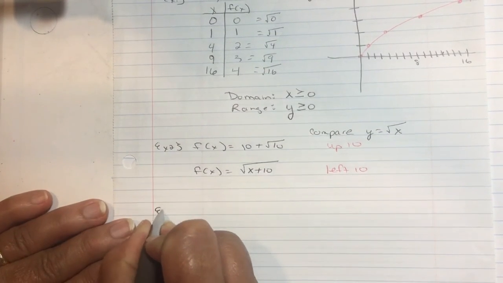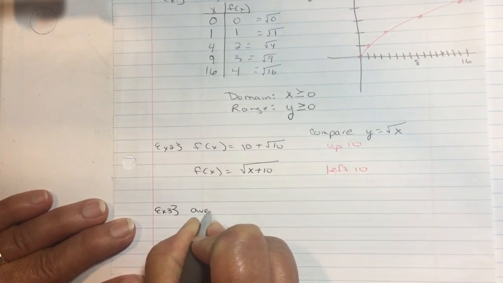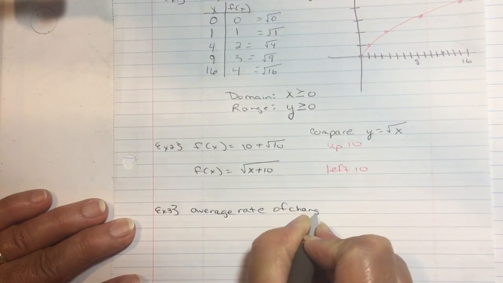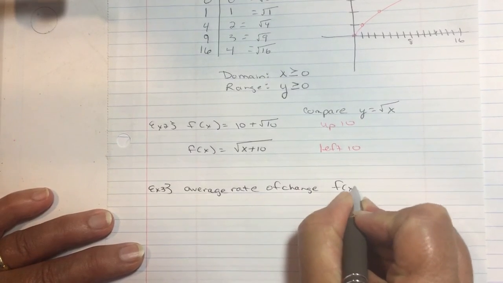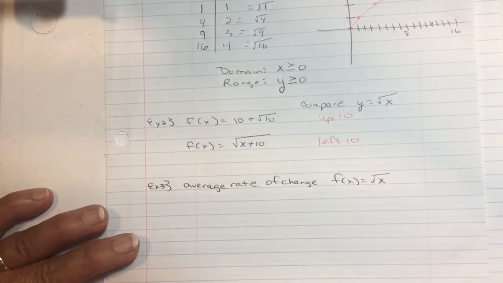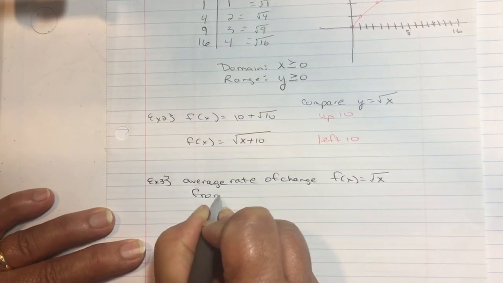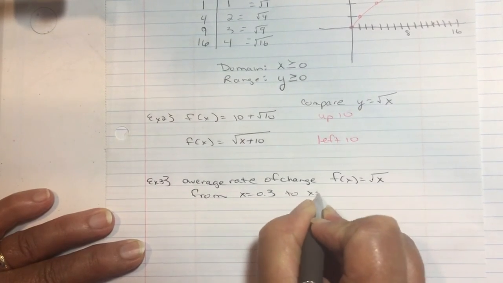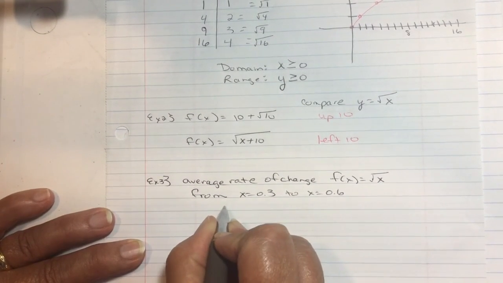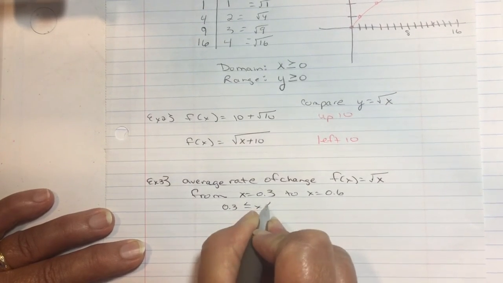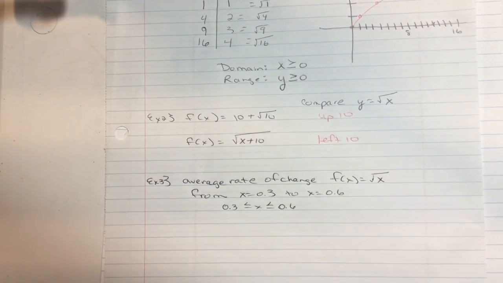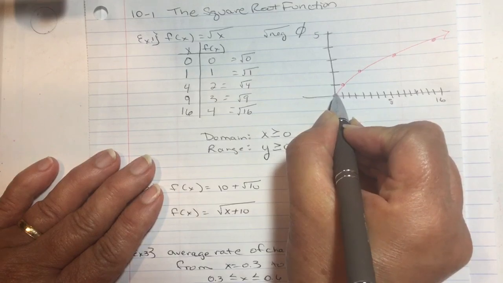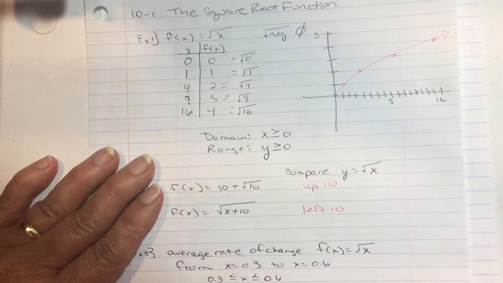There are some where it wants you to do the average rate of change. And they'll give you a function. We'll just stick to our radical x. And then they're going to give you an interval. You might see it written in words, like from x equals 0.3 to x equals 0.6, or you might actually see it written as an inequality. It's the same thing. So it's actually asking in this graph, what's happening right here, this little tiny piece? What's the slope? What's the rate of change?